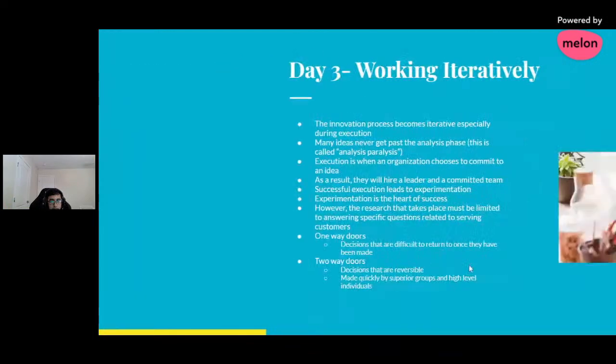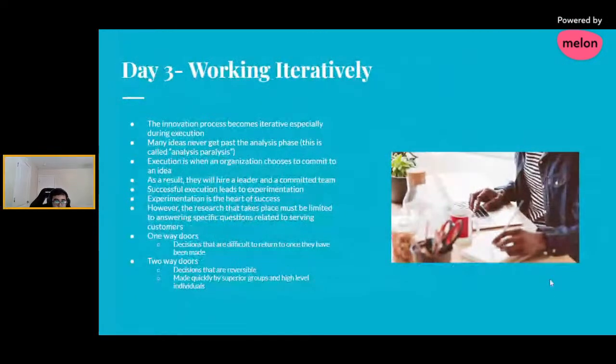All right, working iteratively. The innovation process becomes iterative, especially during execution. Many ideas never get past the analysis phase, and execution is when an organization chooses to commit to an idea. As a result of this, they will hire a leader and a committed team, and successful execution leads to experimentation. Experimentation is the heart of success. However, the research that takes place must be limited to answering specific questions related to serving customers.